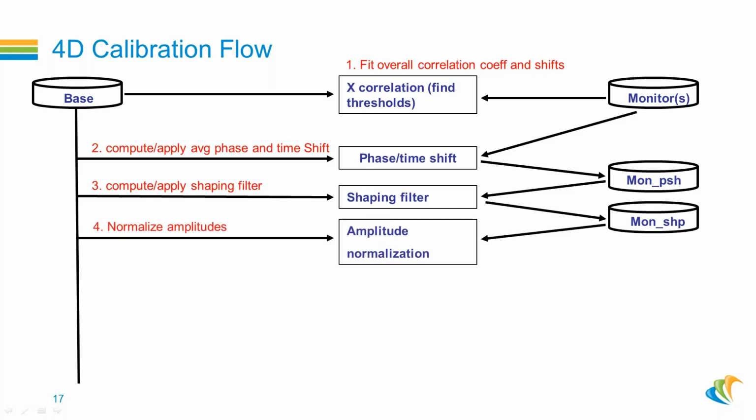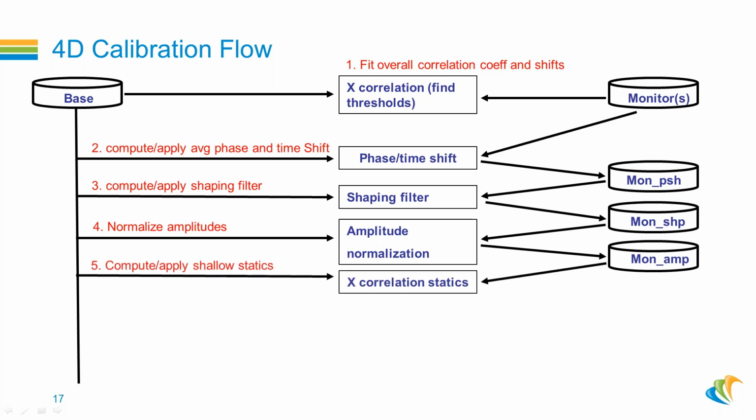Then there will be some differences between the amplitudes of the base and monitor, so we need to normalize those amplitudes. Finally, after normalizing the amplitudes, we find if there are any statics or time differences between the base and the monitor surveys in the shallow parts, which are not related to the reservoir. So we need to remove that. It's called cross correlation statics. We remove these time delays, and we get the calibrated monitor volumes.